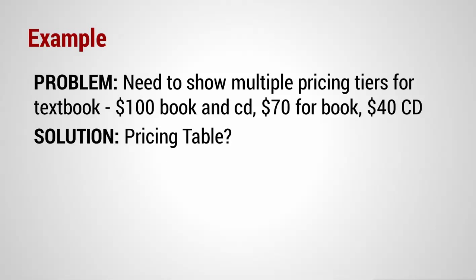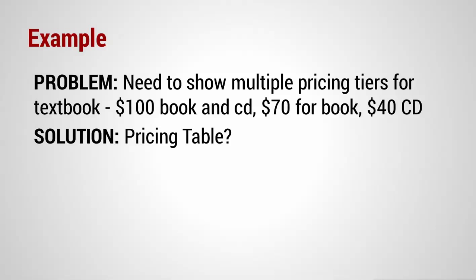Let's go through another example. Let's imagine I am creating a website for a textbook that I wrote and I need to show multiple pricing tiers. So I want to sell the textbook for $100 and the textbook comes with a CD. But I'm willing to let you just buy the book for $70 or just buy the CD for $40. So I have 3 different pricing options for my textbook. How do I show this? When I make a page called pricing, what do I put on it?